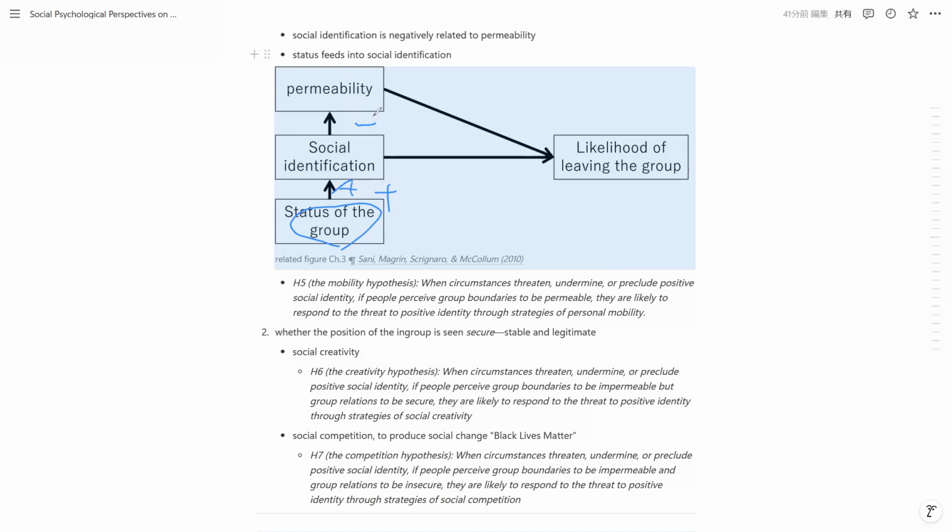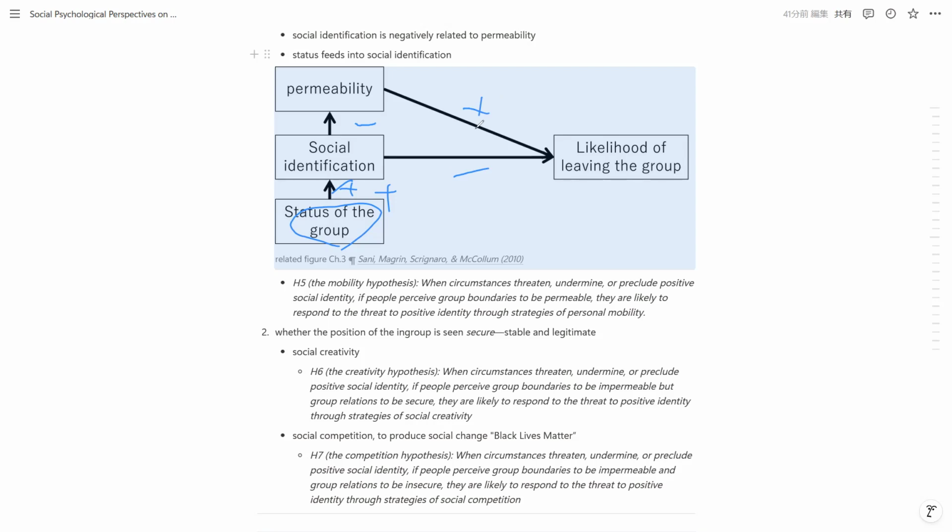The permeability is less. And the more they identify with a group, they are unlikely to leave the group. And the higher they perceive the permeability of the group, they are more likely to leave the group. So there's a positive association between permeability and likelihood of leaving the group. So we know that the status of the group leads to stronger social identification.